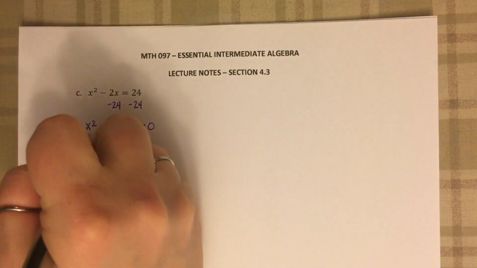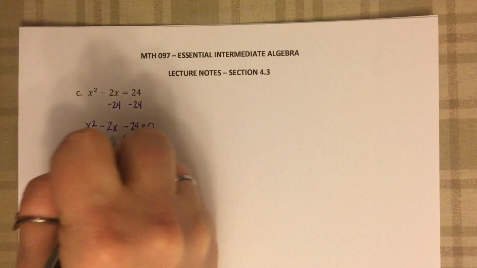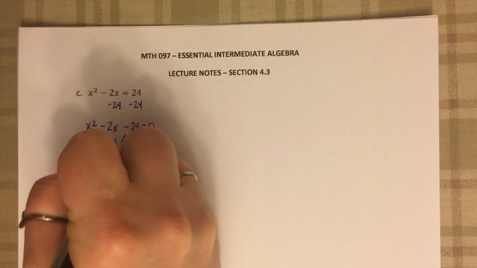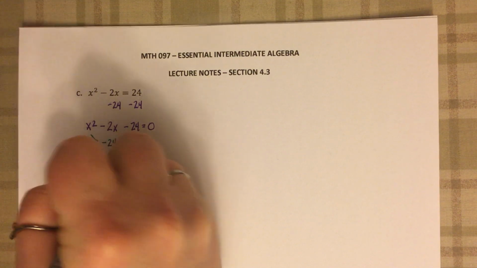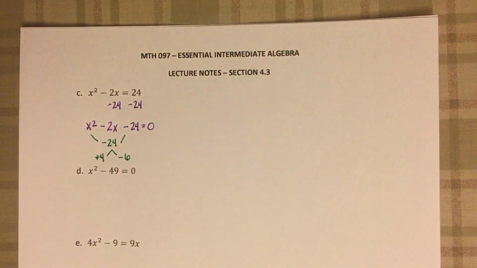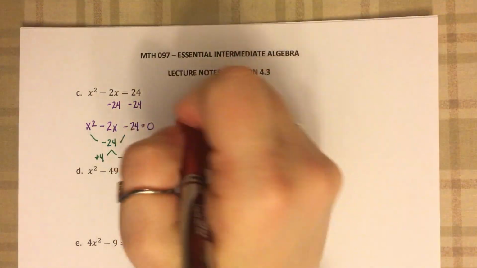Now that we have our equation in standard form, we're looking for two numbers that multiply to give us negative 24, add to give us negative 2. That's going to give us a positive 4 and a negative 6. Signs do matter. Right? We do want a positive 4 and a negative 6 to give us a negative 2 there.